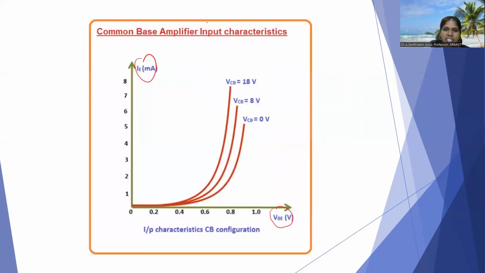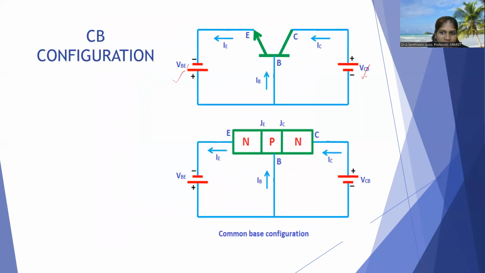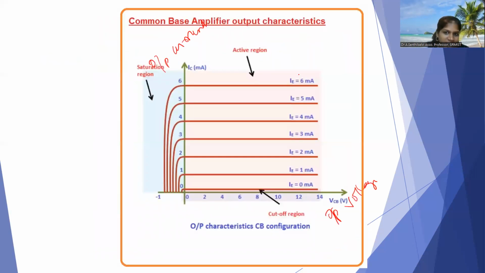Okay, see the circuit. What is the output voltage? VCB. What is the output current? IC, to make the input current constant. Okay, so see here, this is making the input current a constant. This is the way we have to draw the circuit.